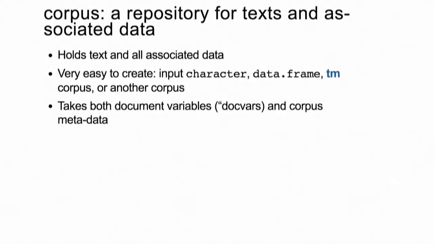A corpus is one of the core object classes. I'll walk you through these. These are corpus, tokens, and document feature matrix. A corpus is a repository for your text and all of the associated data. So once you put all of this cleaned up into your text, then you can put in your document variables and your meta variable. You have one nice tidy, I use that word, old school tidy object that contains everything you need, and from that you can get whatever you want. And it's quite easy to create. And it takes both document level variables and corpus level metadata.